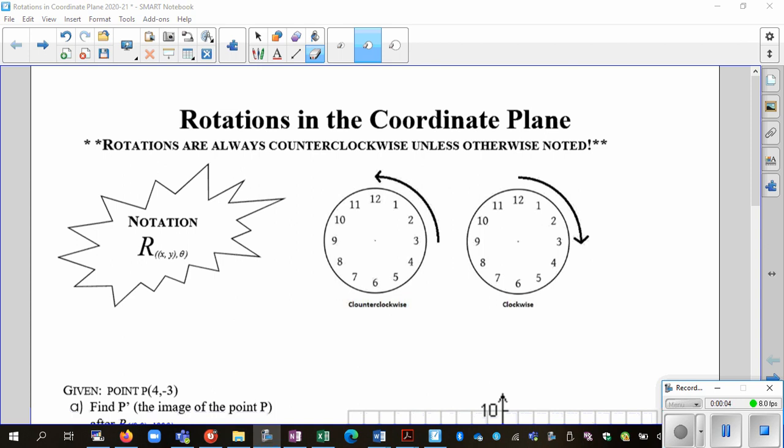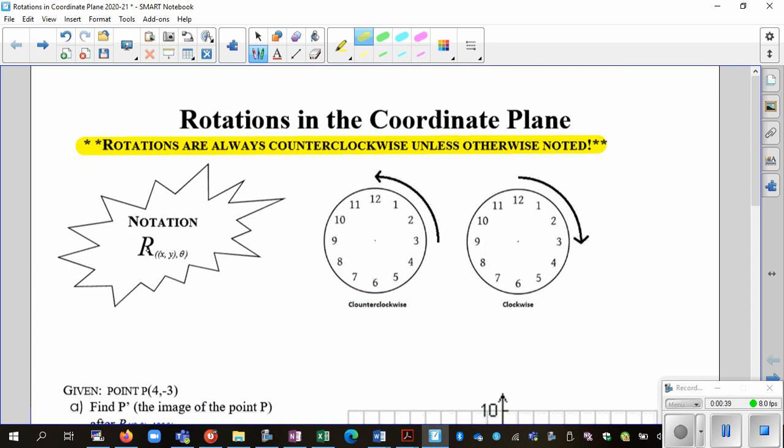In this video, we're going to learn about rotations in the coordinate plane. So rotations, remember, is when you turn a figure. When we look at turning a figure in the coordinate plane, we are always going to assume that the angle that we're rotating is in a counterclockwise direction. I'm going to highlight that because that's important. The only time that you won't rotate in a counterclockwise direction is if the directions specify or if you see a negative angle. Before I talk about that further, let's look at the notation.